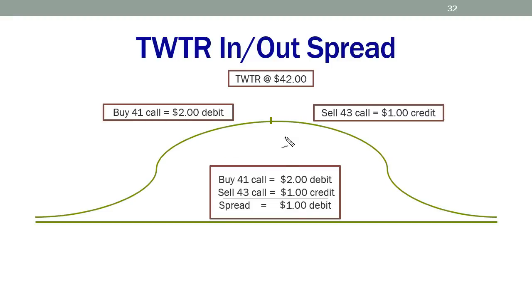So with the Twitter trading right there at about $42. Do I own Twitter? No. I do not own Twitter.